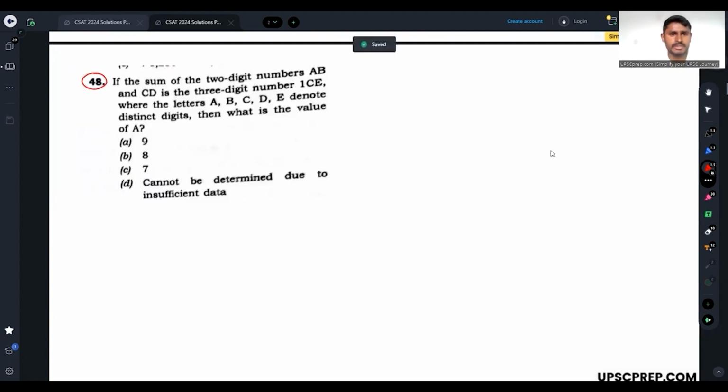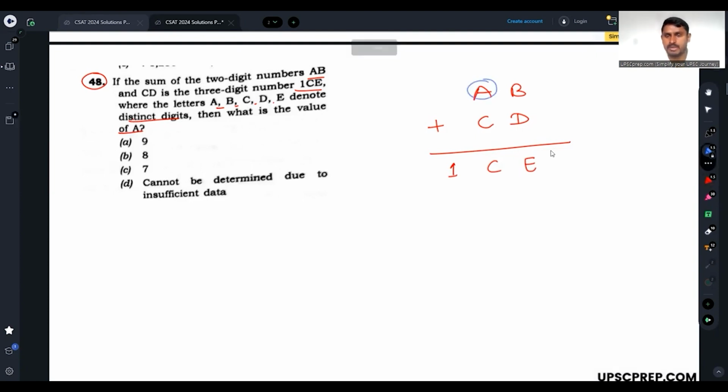If the sum of 2-digit numbers AB and CD is a 3-digit number 1CE. This is the first 2-digit number AB. You are adding this number to CD, again a 2-digit number, and you are getting the sum 1CE, where the letters A, B, C, D, E denote distinct digits. Then what is the value of A? We have to find out the value of A.